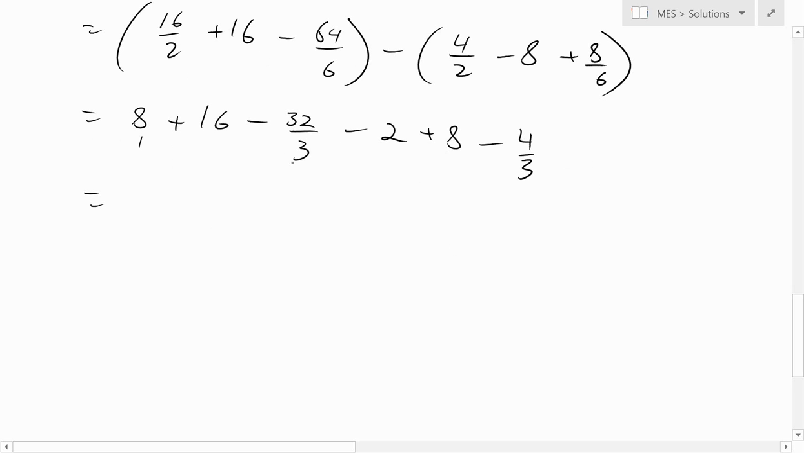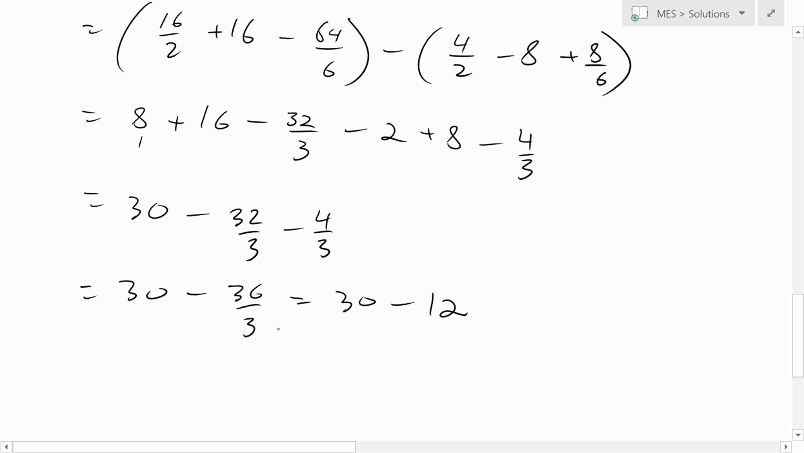So we add this one here, 8 plus 8 is 16, plus 16 is 32, minus 2 is 30. So 30, now we do minus 32 over 3 minus 4 over 3. Now this equals 30 minus, adding these up, 36 over 3. And now divide the 3 out, we'll get 30 minus 12, since 12 times 3 is 36. So now we get 18, and that is our final answer.